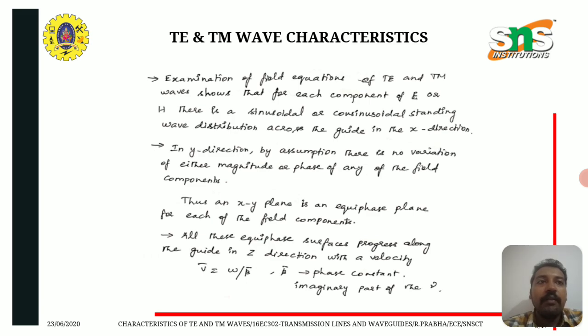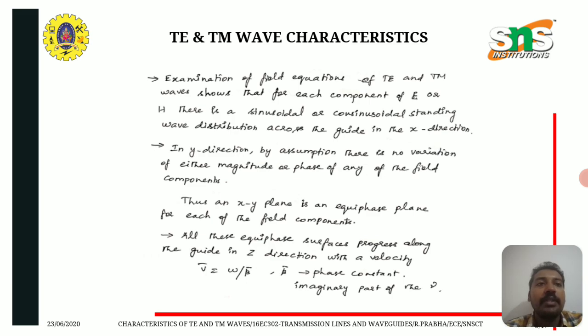Examination of field equations of TE and TM waves shows that for each component of E or H, there is a sinusoidal or cosinusoidal standing wave distribution across the guide in the x direction. In y direction, by assumption, there is no variation of either magnitude or phase of any of the field components. Thus, an xy plane is an equiphase plane for each of the field components.